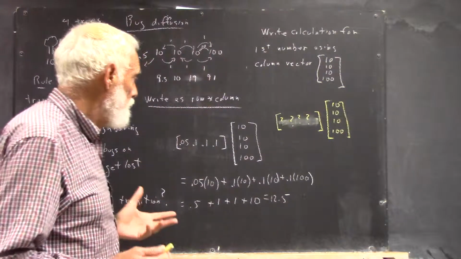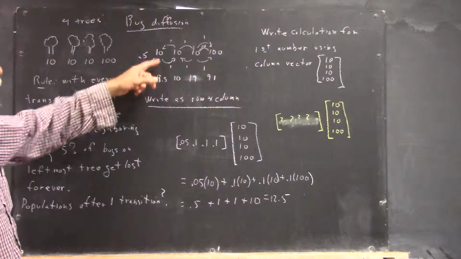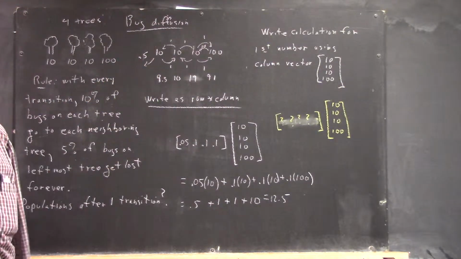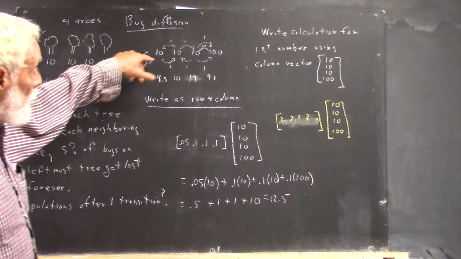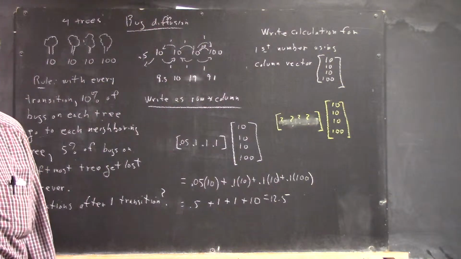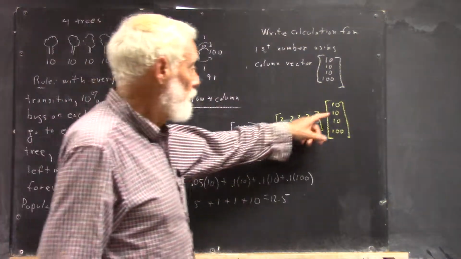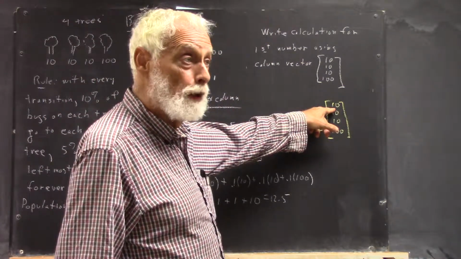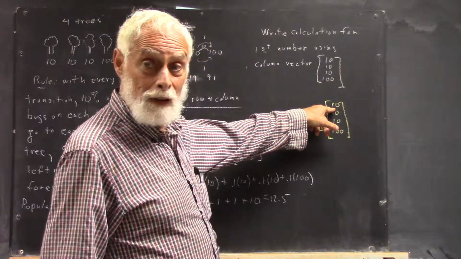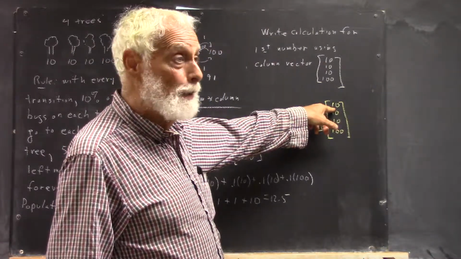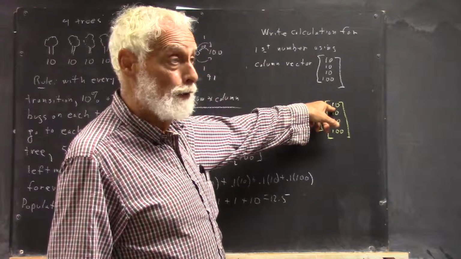Well, yeah, I mean, what's happening to this tree? You're losing 5% here, right? And you're losing 10% here, right? So the number you'd multiply by this 10 here is 0.85. It's the 85% of the bugs on that tree that stay on the tree, right?